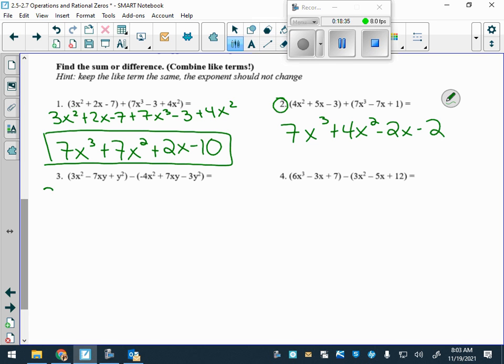Perfect. So we have 3x squared minus 7xy plus y squared. In our final answer, we're going to leave it in that form. Okay. Then we have plus 4x squared minus 7xy plus 3y squared. Okay, you want to distribute before you're able to combine. And we're going to keep it in the x squared, xy, y squared form. Okay. What do I get?